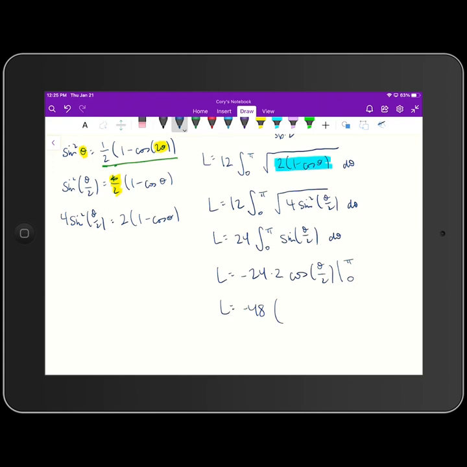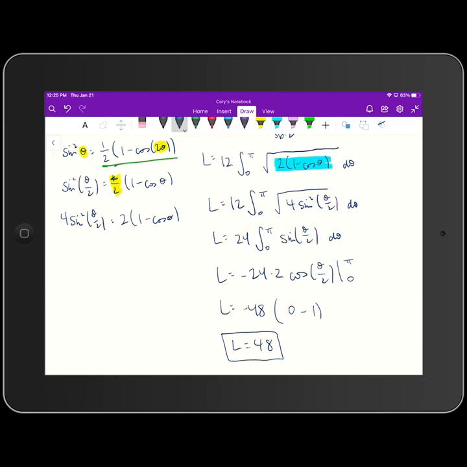So that gives me the cosine of pi over 2, which is 0, minus the cosine of 0, which is 1, and that becomes negative 48 times negative 1, which makes that arc length there equal to 48.